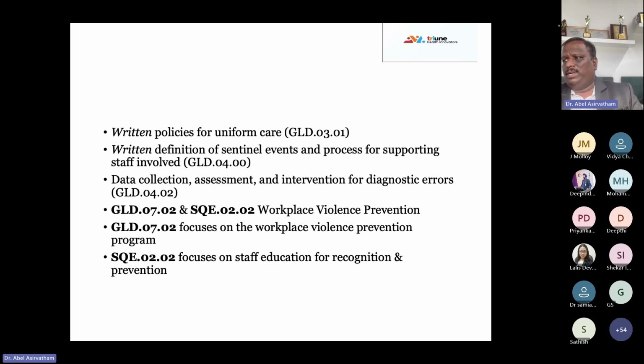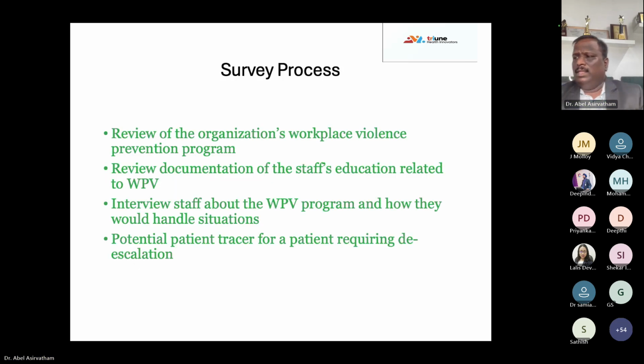Data collection, assessment and intervention for diagnostic errors. Workplace violence prevention: focus on the workplace violence prevention program and on staff education for recognition and prevention. Again, in FMS also, in security, we saw about it. During the survey process, they review the organization's workplace violence prevention program, review documentation of staff education, and interview staff about the program and how they would handle situations. You can have a protocol, you can have a separate code also for that, depending upon the policy of the hospital. Then potential patient triggers for a patient requiring de-escalation.